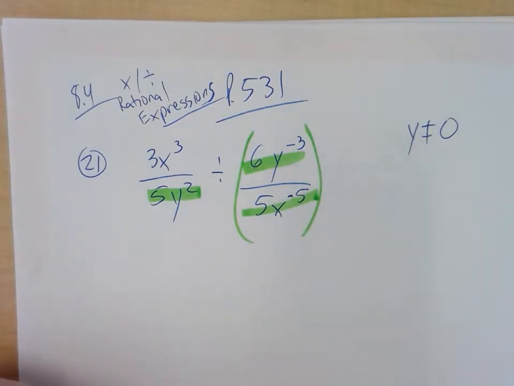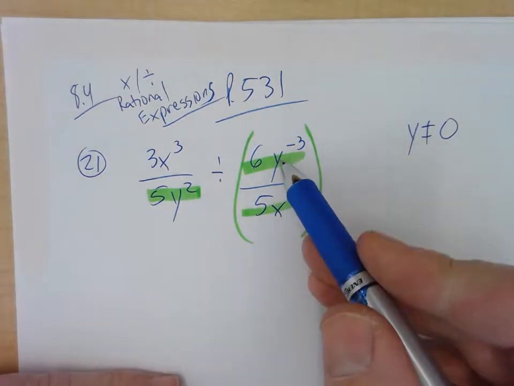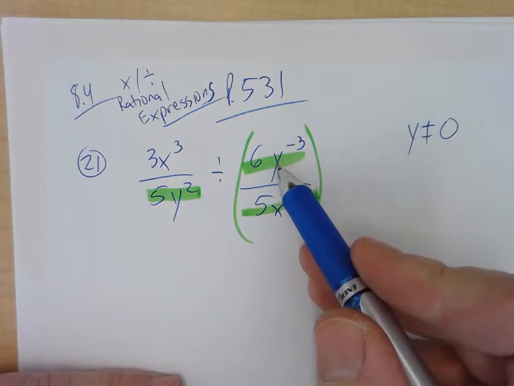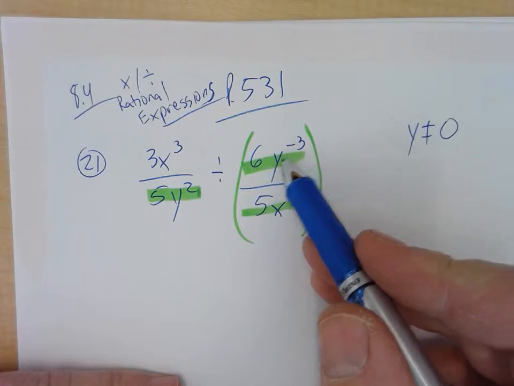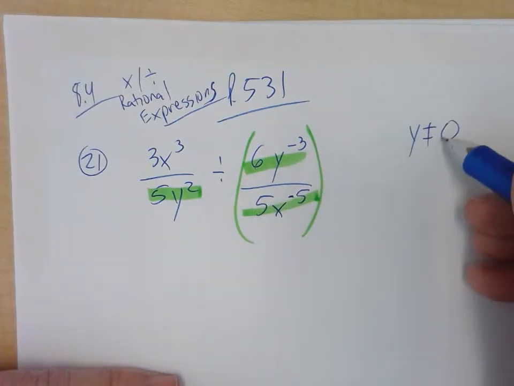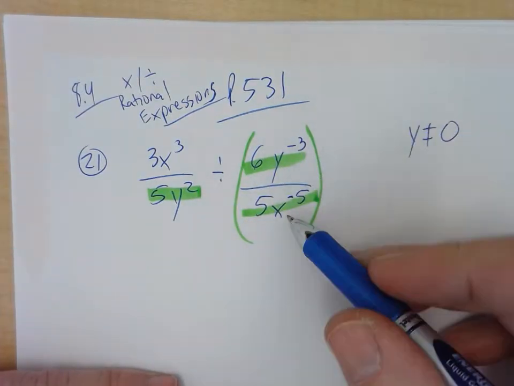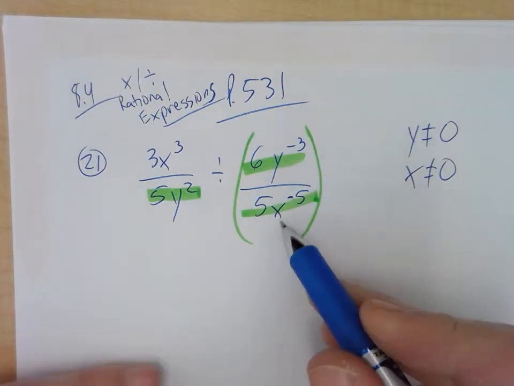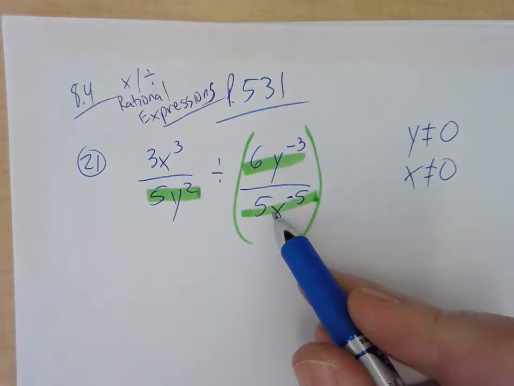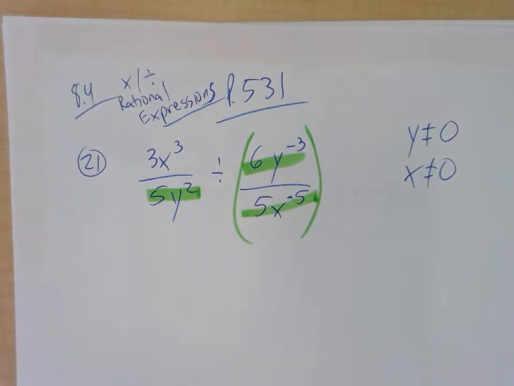Now this is the same restriction, because if y was 0 here, then it'd be 0 to the negative third power, which is 0 times 6 is 0. So y can't be 0, so that's just repeated from there. And then here x obviously can't be 0, because 0 to the negative fifth power is 0. All right, so we're going to invert and multiply.